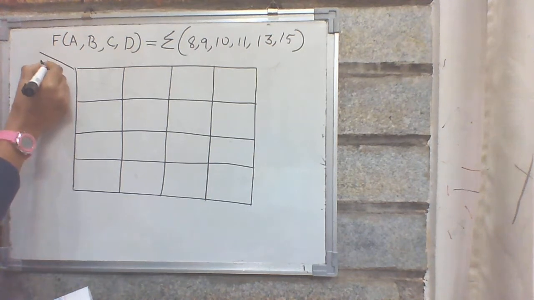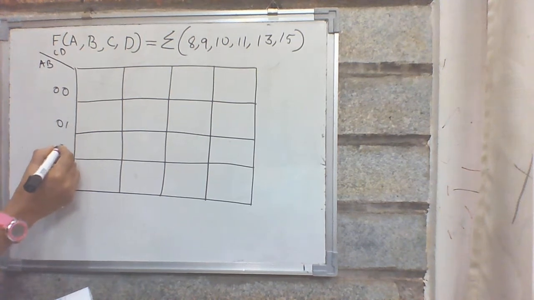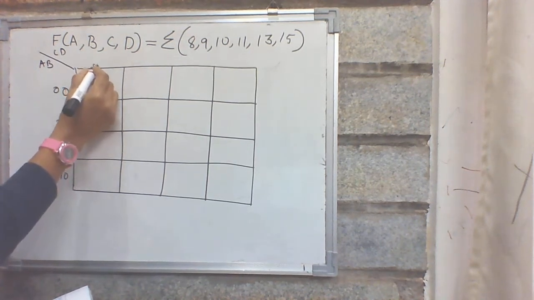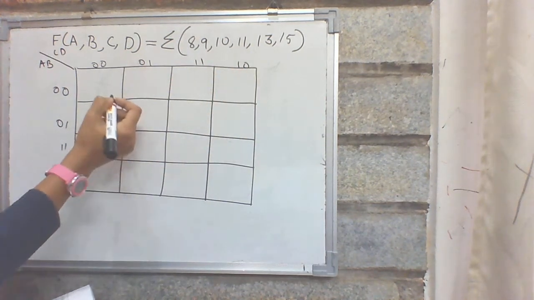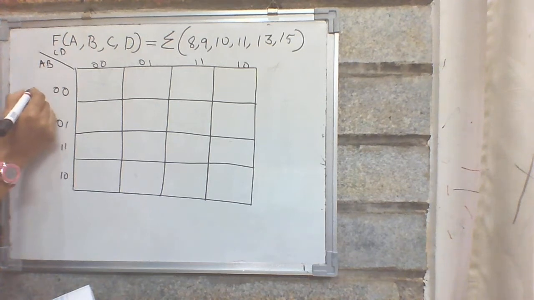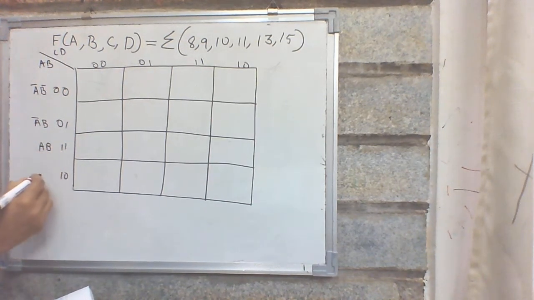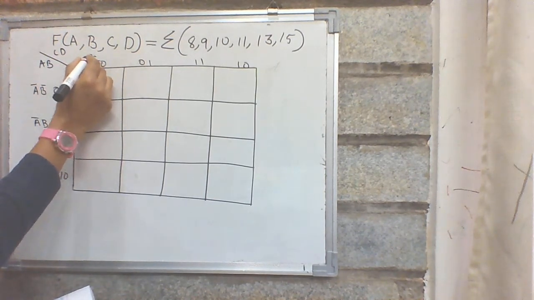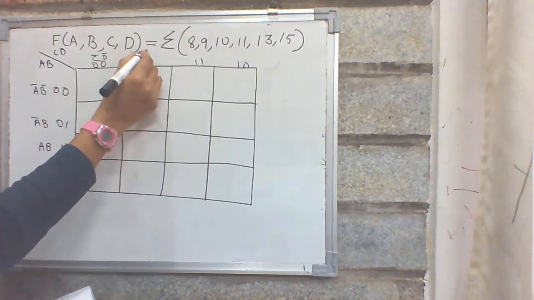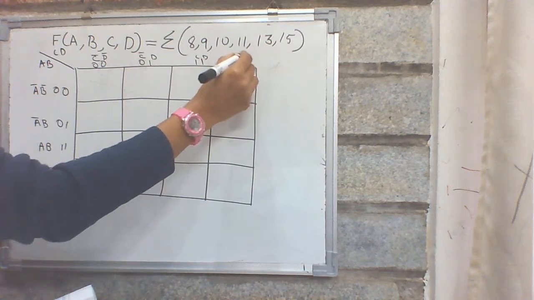Here AB on the left side, CD on the top side: 0 0, 0 1, 1 1, 1 0. Here also 0 0, 0 1, 1 1, 1 0. Then how can we represent 0 0? A bar B bar, 0 1 is A bar B, then AB, then AB bar. On top, 0 0 is C bar D bar, this is C bar D, this is CD, and this is CD bar.